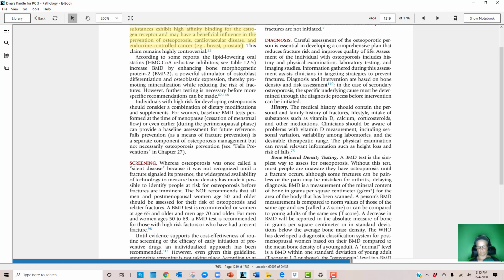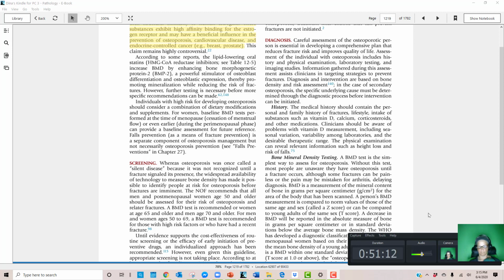Individuals with high risk for developing osteoporosis should consider a combination of dietary modifications and supplements. For women, a baseline BMD test performed at the time of menopause, cessation of menstrual flow, or even earlier, during the perimenopausal phase, can provide a baseline assessment for future reference. Falls prevention, as a means of fracture prevention, is a separate component of osteoporosis management but not necessarily osteoporosis prevention. See falls prevention in Chapter 27.